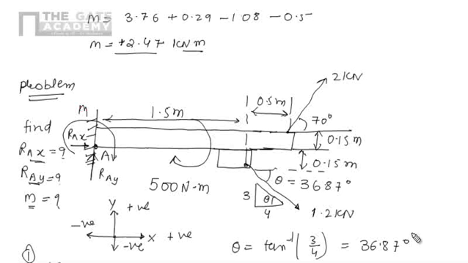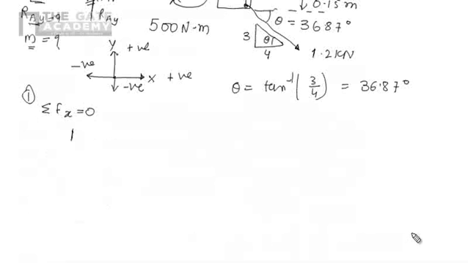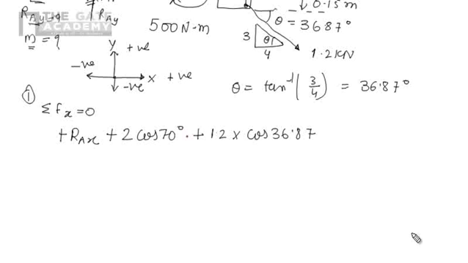So from the first equation, the direction of Rax in the horizontal direction is in positive x, so positive. The component of 2 kilonewton in x direction is nothing but 2 cos 70, it is in positive direction. Similarly, the component of 1.2 kilonewton in x direction is 1.2 cos 36.87, it is in positive direction. So these plus signs are coming, equals to 0. So Rax will be minus 2 cos 70 minus 1.2 into cos 36.87.